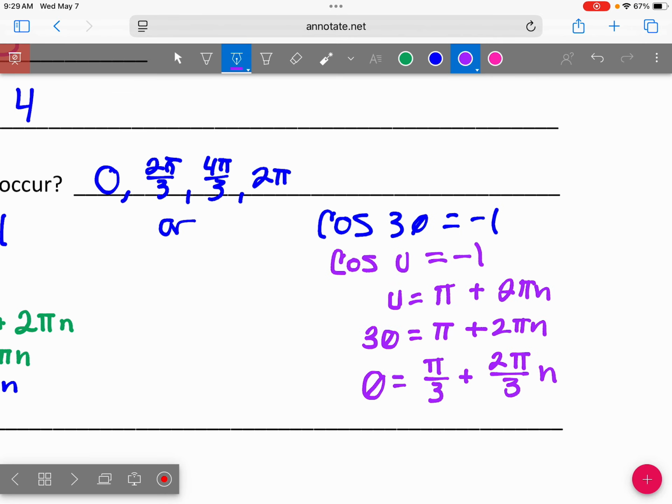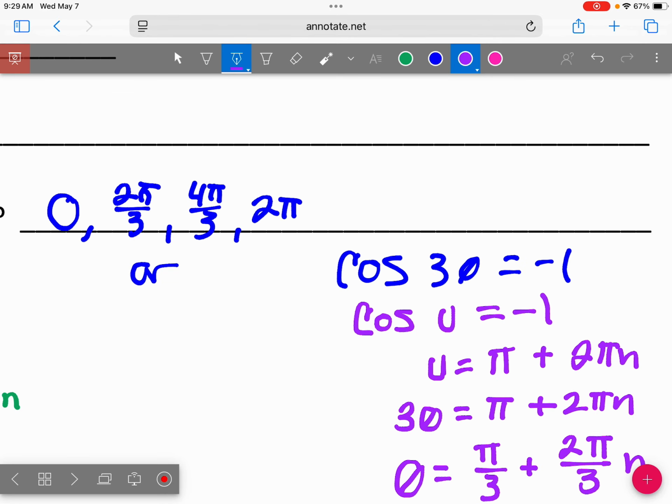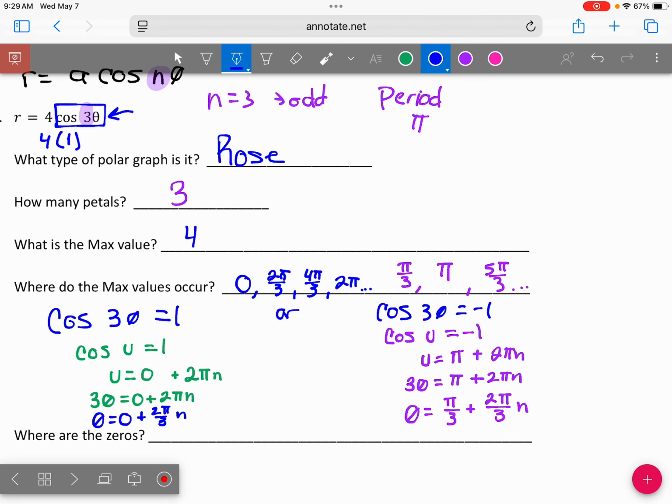So we're going to have different values here with our pi over 3 plus 2 pi over 3. So we're going to have pi over 3, then we would have pi, then 5 pi over 3, and it would again continue onwards. Both of these continue out to infinity because they're periodic, they're reoccurring.